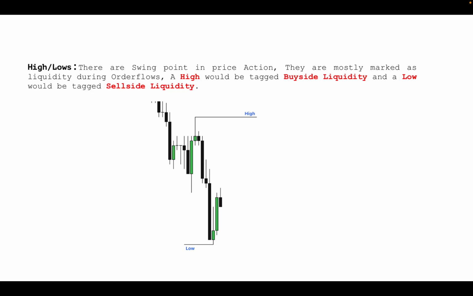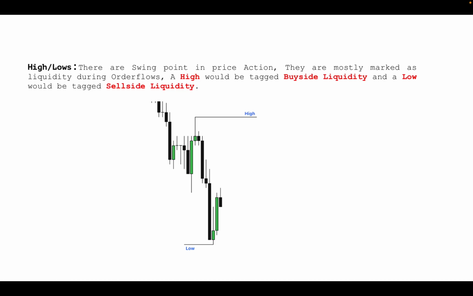Now our next example are highs and lows. So these are swing points in price action. They are mostly marked as liquidity during order flow. What I'm saying here is that when we are trading price action, we mark highs and lows as our targets. That's our drawn liquidity. We mark them as liquidity when we are trading.